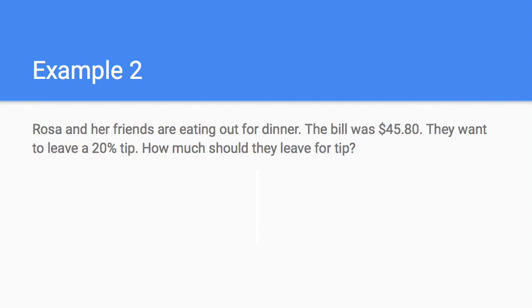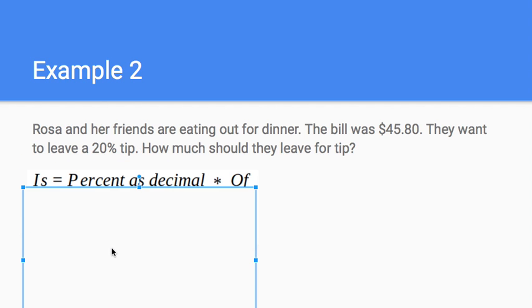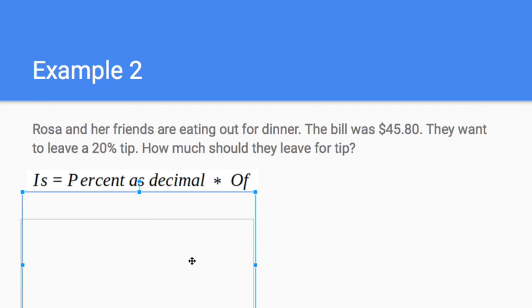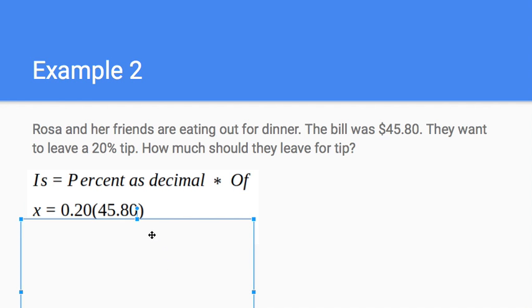Let's look at example 2. Rosa and her friends are eating out for dinner. The bill was $45.80. They want to leave a 20% tip. How much should they leave for the tip? So again, we use that percent as a decimal times of, because here I have the total cost of the bill, $45.80. I have the tip, the percentage, 20% tip. I can just multiply them to find what the tip should be. So 0.2 or 0.20 times 45.80, this gives me $9.16.